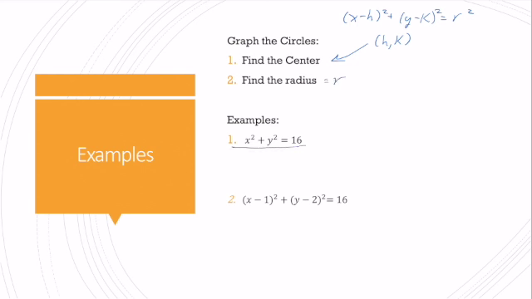So let's take a look at this first example right here. What is my h? Am I adding anything to my x? No, so h is 0. What's my k? Am I adding anything to y? No, k equals 0. I also know that 16 equals r squared.